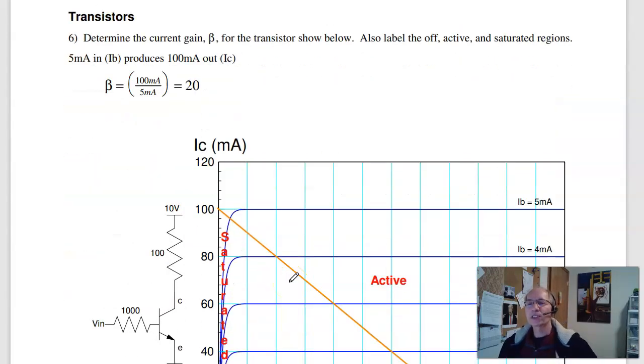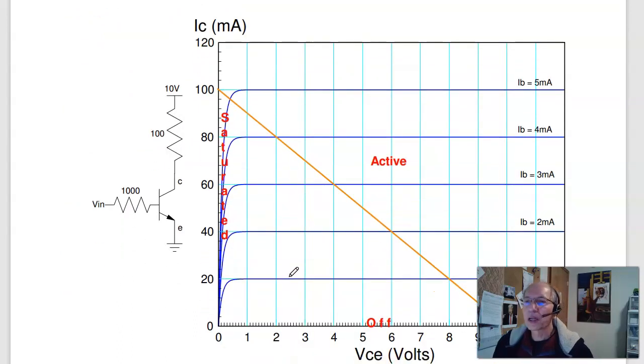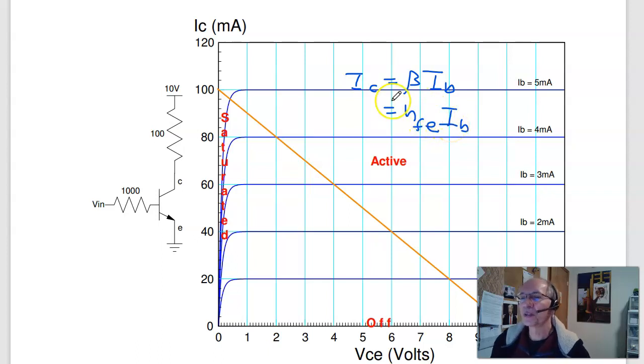Problem 6 is a transistor circuit. Here's a transistor. Label the regions. Right here is the active region. In the active region, IC is the gain times IB. Depending upon the textbook, it is either beta IB or some textbooks use HFE. That's what DigiKey uses, HFE. It's the gain from the base current to the collector current.